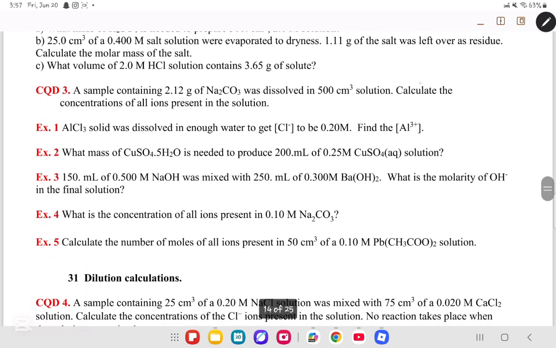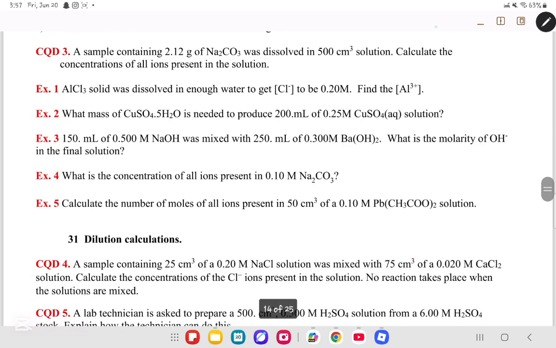Okay, so we will move on to CQD number 3. What does it say in CQD number 3? It says a sample containing 2.12 grams of Na2CO3 was dissolved in, okay, first of all, this is what? This is our mass. Was dissolved in 500 centimeter cubed, so this is our volume, but we will need to change it to liters, so you will divide by 1,000, so you will get 0.5 liters. They wanted us to calculate the concentrations of all ions present in the solution.